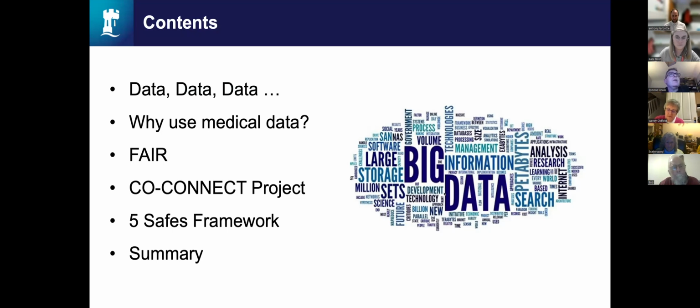Something called the Coconut Project, a project I worked on during COVID, a COVID-related project. Some safety aspects around data, namely the 5 SAFEs framework. Progress. And then a summary at the end.